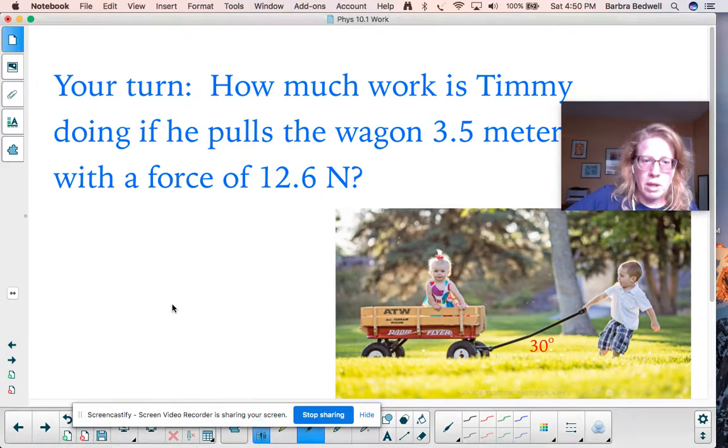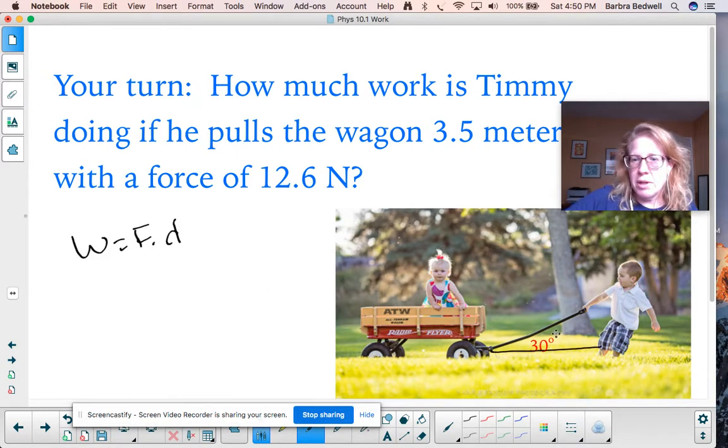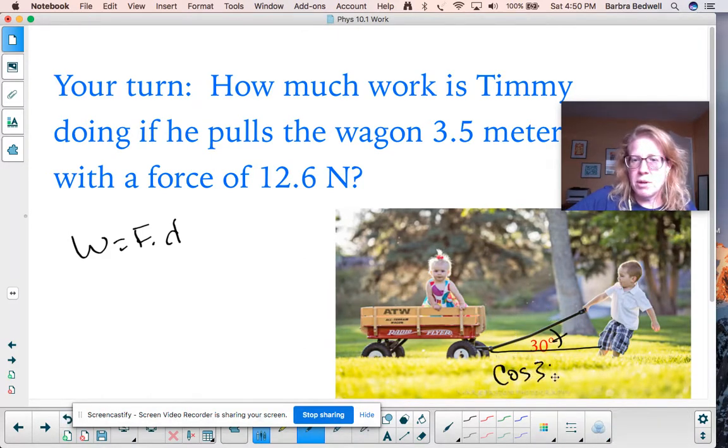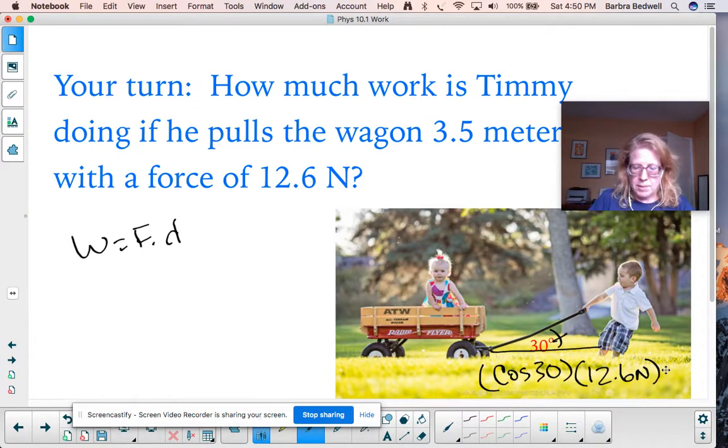Okay, work equals force times distance. Again, I've got a 30-degree angle right here. So that means I want to do the cosine of 30 degrees times my applied force. In this case, little Timmy is pulling with an applied force of 12.6 newtons. So I'm going to do 30, the cosine of that value, times 12.6. I get an applied force equivalent to about 11. We've got 2 sig figs in here, so it's 10.9 right now, but it'll be 11 by the time we're done.